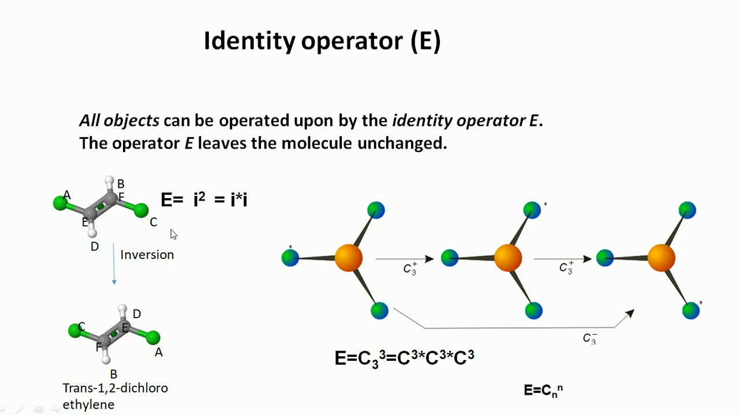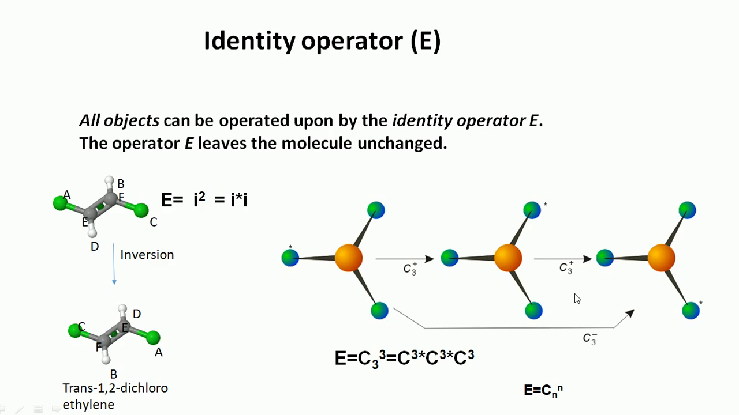When you perform the inversion operation 2 times on the molecule we have seen now, trans-1,2-dichloroethylene, when you do an i, you get this image. If you do i once again, that is i into i, a successive performance of 2 operations, you get the initial image again. So when you perform the first i, you get this. When you perform the second i on this, you get the initial image. So i into i, or i squared, is equal to E. i 2 times is equal to E.